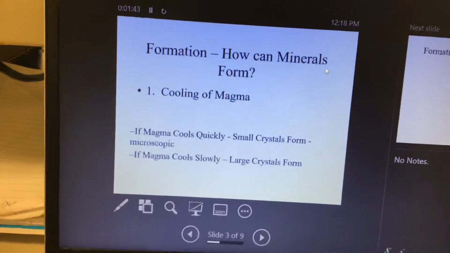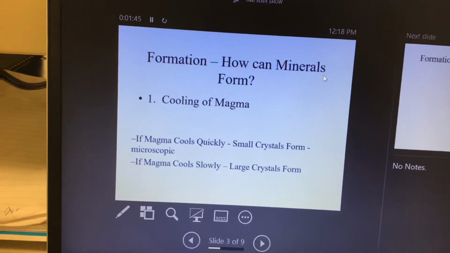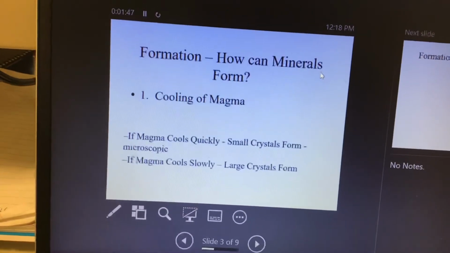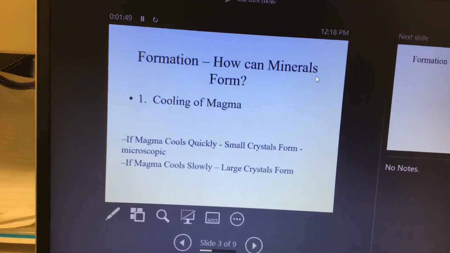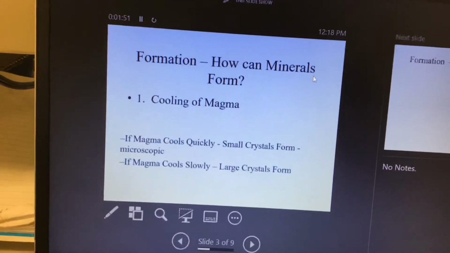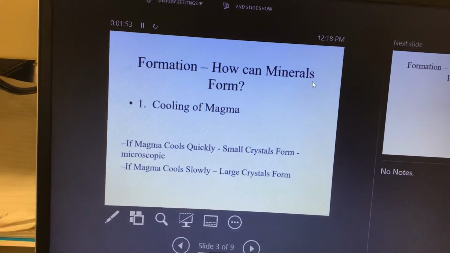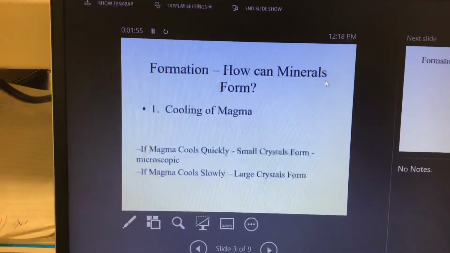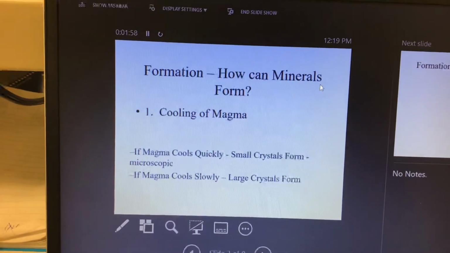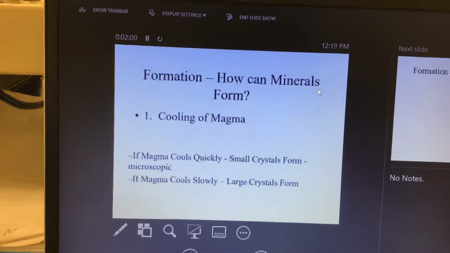I would probably make a note of this as well. You can shorten this up, but if magma cools quickly, it's going to make small crystals. And if it cools slowly, it's going to make large crystals. So quickly, small crystals; slowly, large crystals.